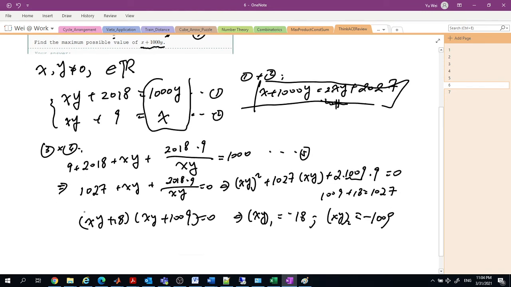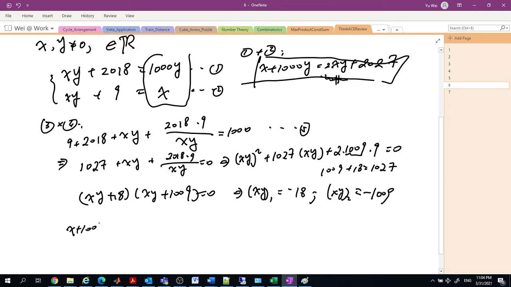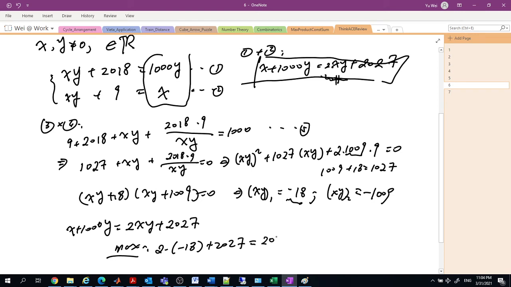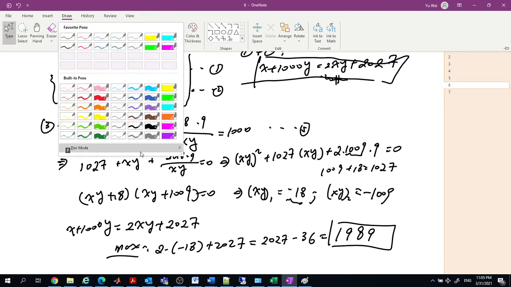So now we have x + 1000y equals 2xy + 2027. So the maximum value uses, of course, minus 18, right? 2 times negative 18 plus 2027 is equal to 2027 minus 36, which is 1991. Oh no, sorry for the calculation.